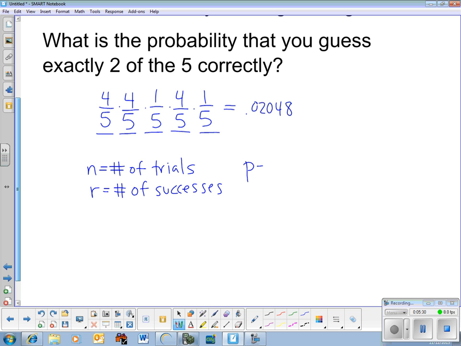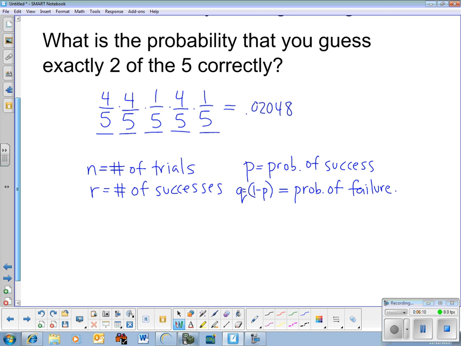P is the probability of success, and this will stay the same through every trial. By the way, on your AP formulas, I believe they use K instead of R, but don't let that throw you. They use 1 minus P as a probability of failure. I like to use Q sometimes. It's the opposite. If I have a 30% chance of success, then I have a 70% chance of failure, and so on. So Q, which is 1 minus P, whichever one you want to use is fine. Your formula sheet will say 1 minus P. It's a probability of failure.